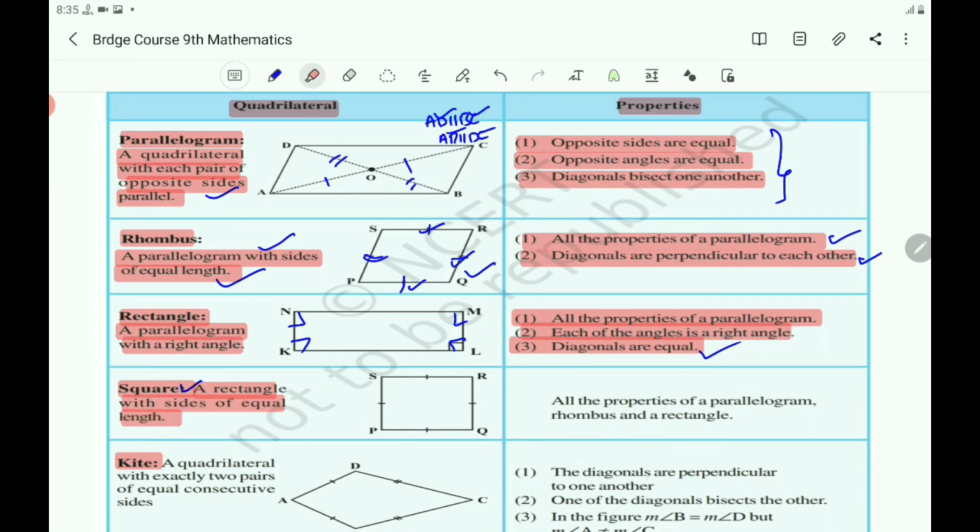Why is it a rectangle? Because all the angles are right angles. So, it is a rectangle. But why is it a square? All the sides are of equal length.